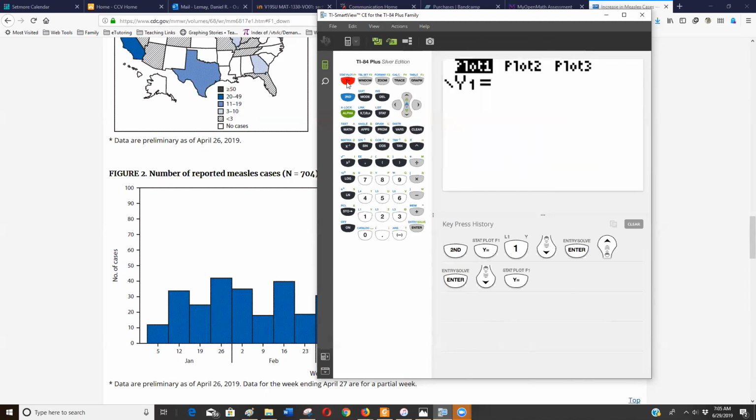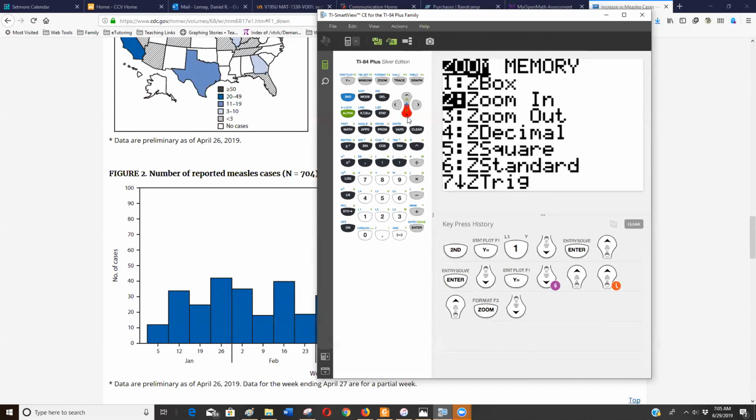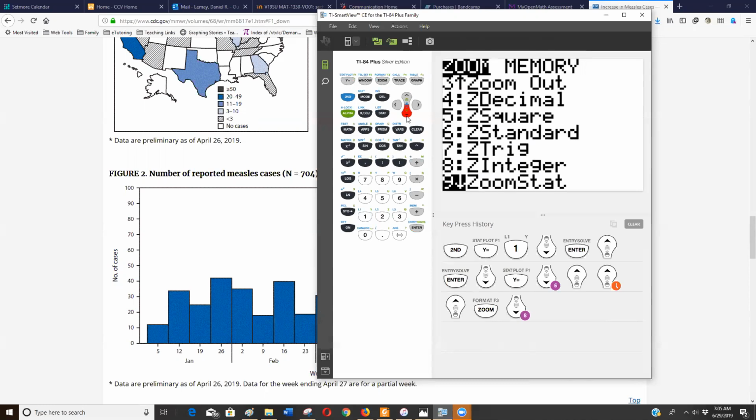I'm going to go to y equals and make sure I don't have any other equations being graphed. It looks like this calculator's clean. You can clear them out, or turn them on or off, whatever you want to do. And then if you press zoom and scroll down to number 9, that's going to snap the window to fit your data. You don't have to play around with trying to figure out what it is.